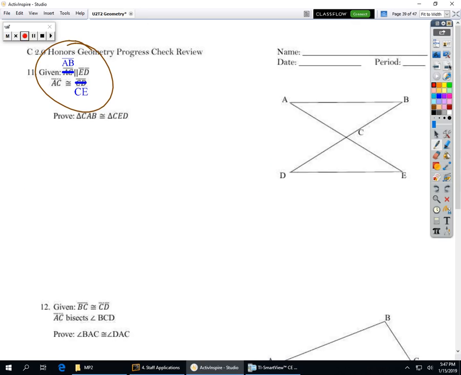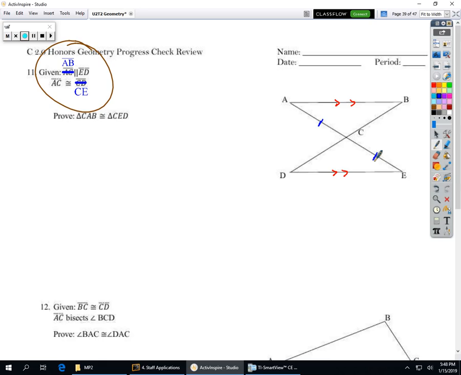We got some more proofs here. Note there was an error here. That needs to change to AB. That needs to change to CE. So given that AB is parallel to ED, let's draw that. AB is parallel to ED. And AC is congruent to CE. Why don't I change colors? We like that. AC is congruent to CE.